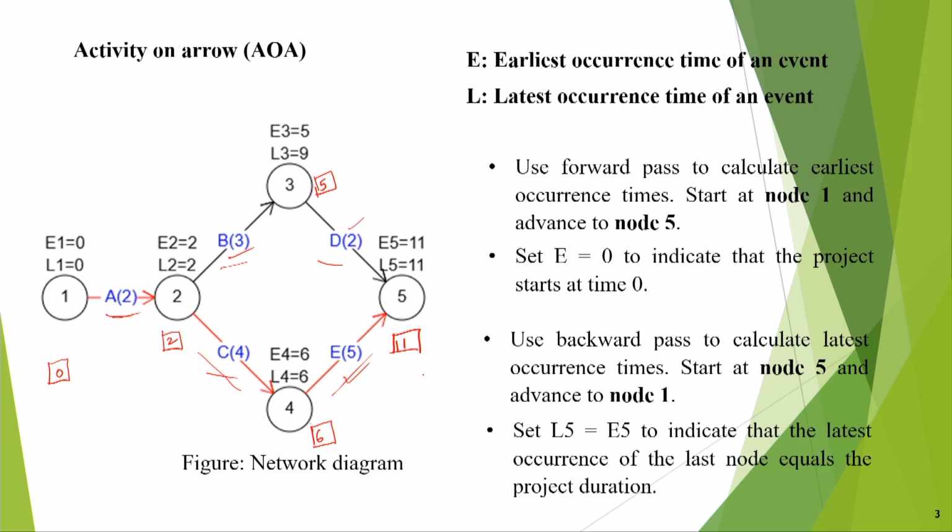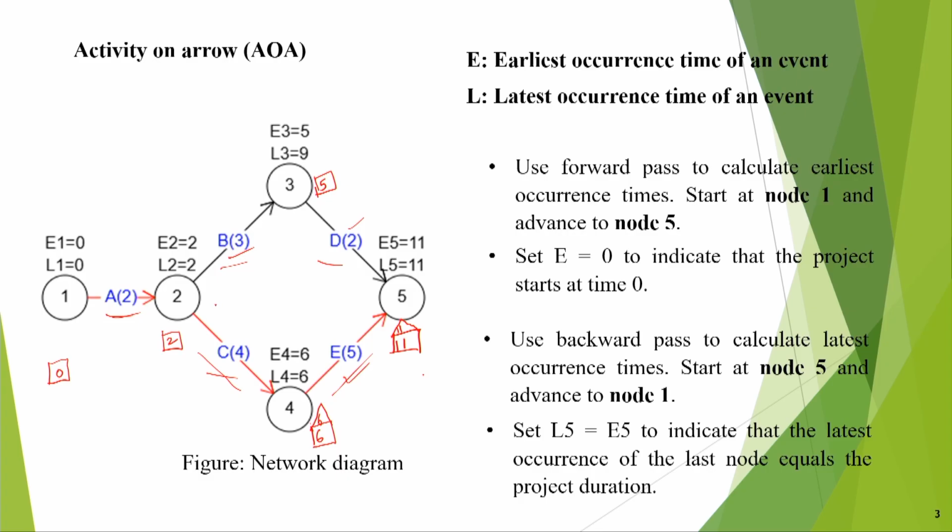Now, what about the backward pass? Now, set L5, they have written L5 here, L meaning the latest, but as per Taha's book, they make a triangle and they say 11. Okay, that means this event has to finish latest by 11 days. Then only the project duration can be 11. Now here, you go backward. So 11 days this, but this activity E takes 5 days. So 11 minus 5 is 6. So that means this event at node 4 should occur at 6. So that's why this is 6.